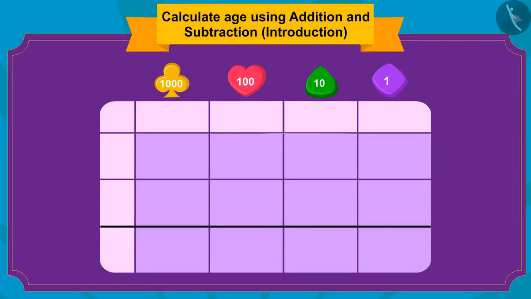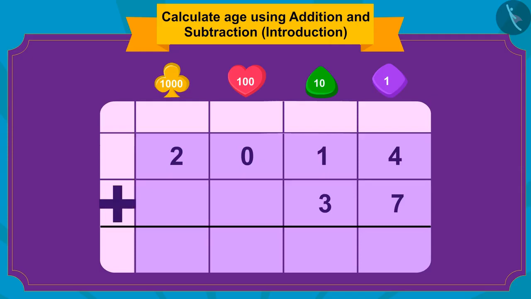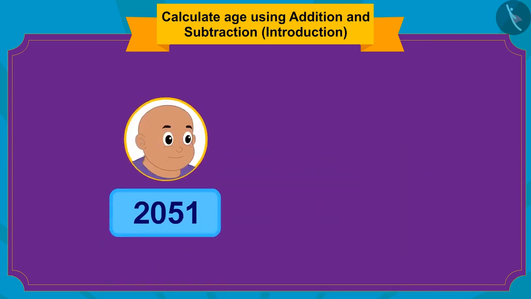In which year was Bablu born? 2014. And what age is given? 37. So what shall we do? Exactly. 37 must be added to 2014. If you add 37 to 2014, how much is that? Right, 2051. In this way, Bablu will be 37 years old in 2051.